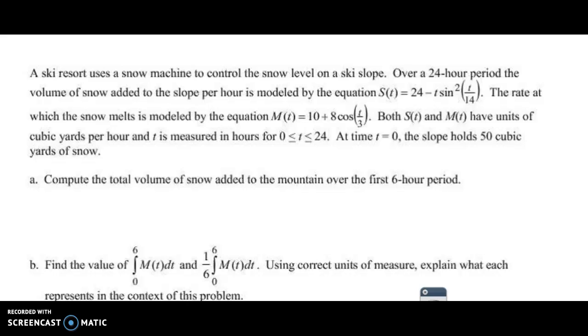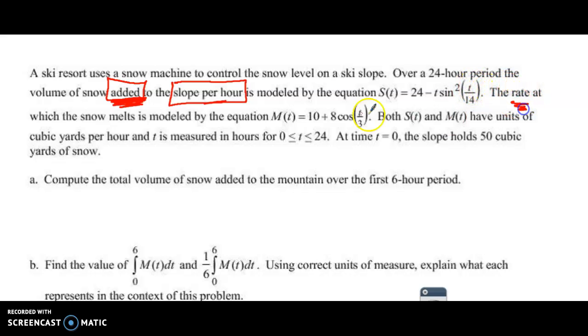So as we get into a little bit more complicated things, we have a snow machine shooting snow on a ski slope, and we have this equation. If the snow is added, it's pretty important that you pay attention to what's happening. The slope per hour is modeled by this. Notice that I'm reading this as a rate equation. It'd be nice if they actually gave me units here, but I don't see them.